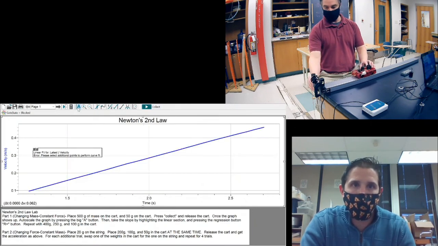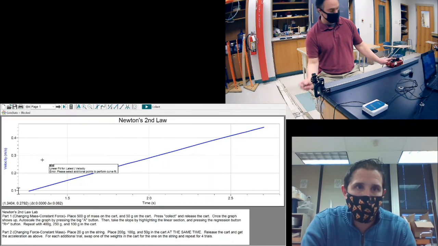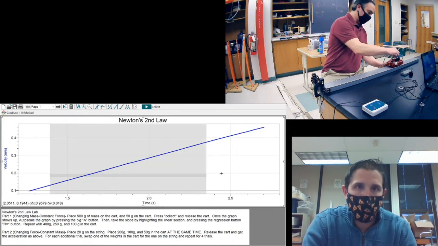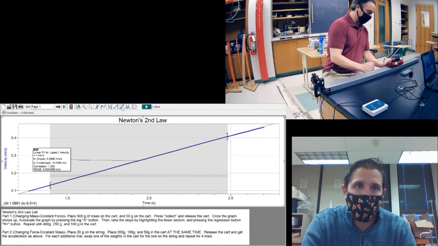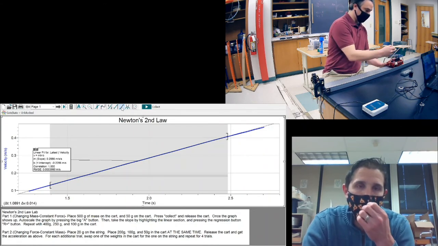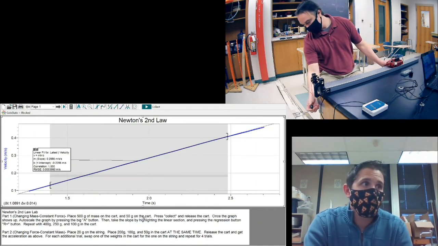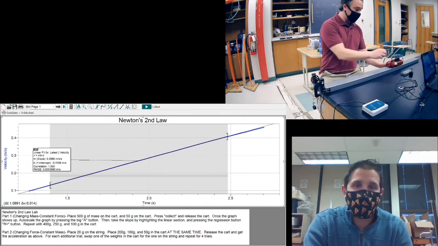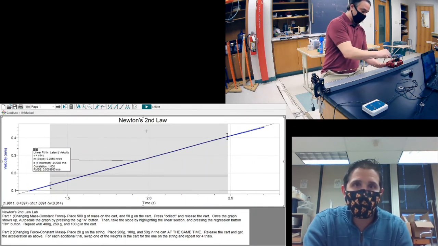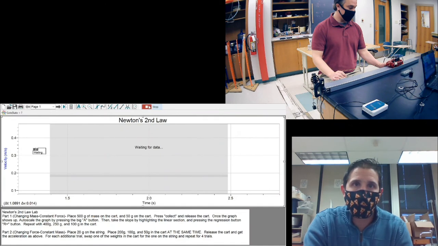Okay, so for this trial, our acceleration is 0.2556 meters per second squared. All right, now I'm going to place the 50 gram mass as our force to cause the acceleration, and I've placed the 20 gram mass onto the cart, keeping the mass of the system the same. Here we go. Ready, go.